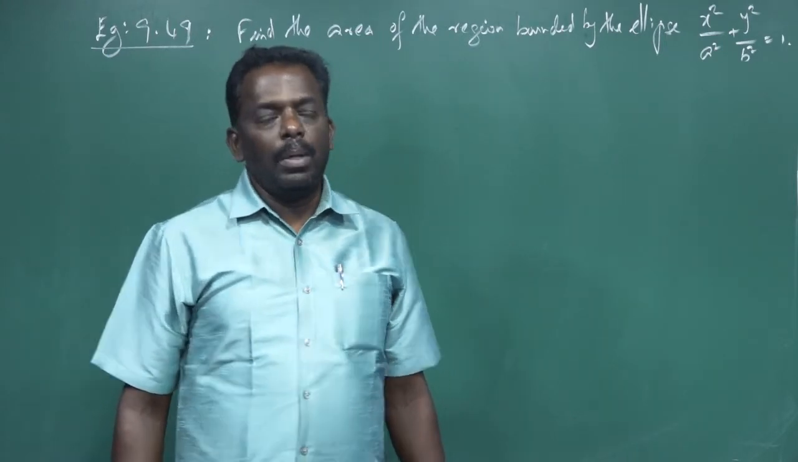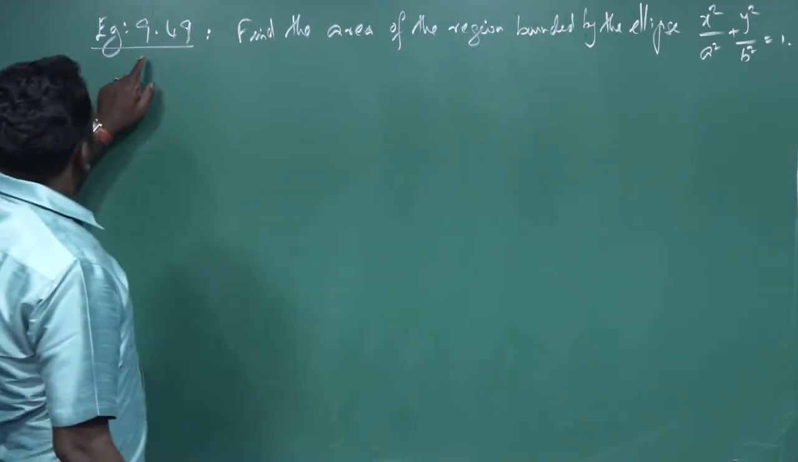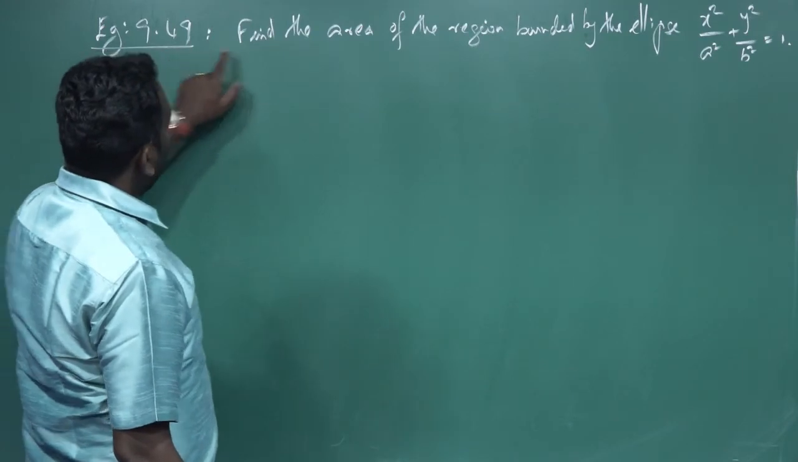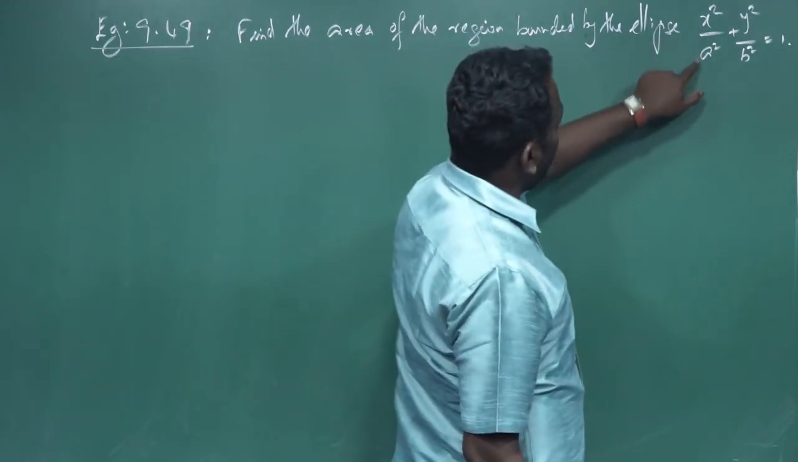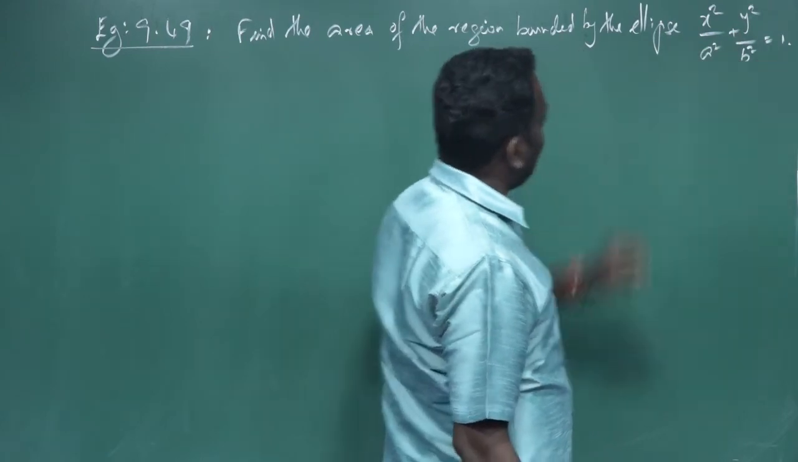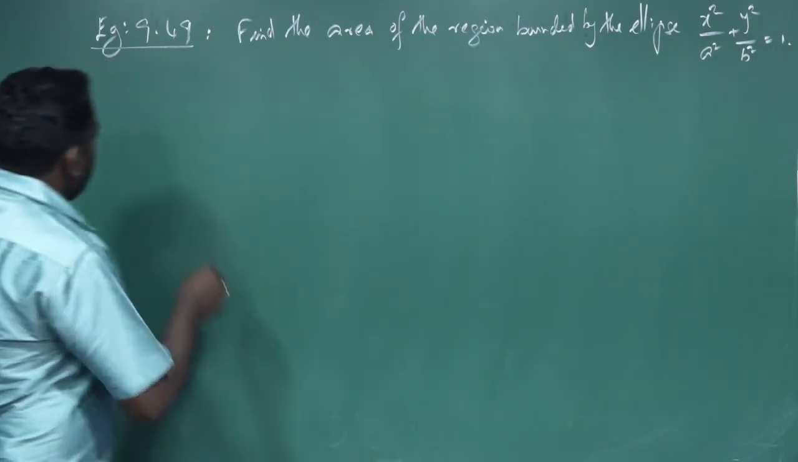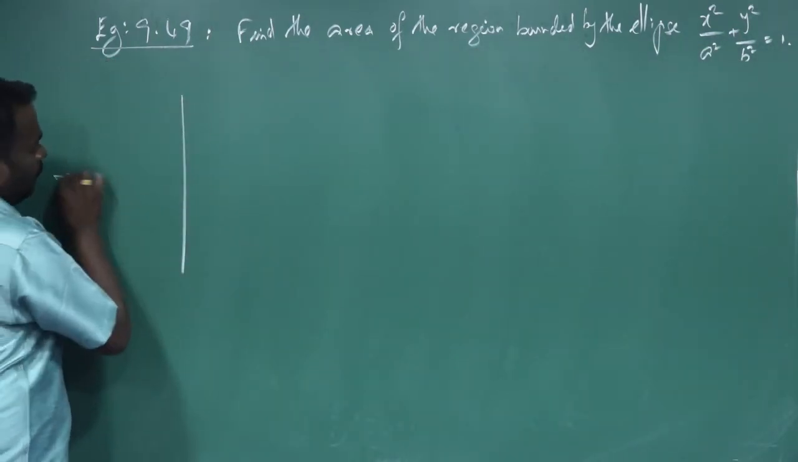Come to the next example. Example number 9.49. Find the area of the region bounded by the ellipse x square by a square plus y square by b square equal to 1. So you know about the ellipse.